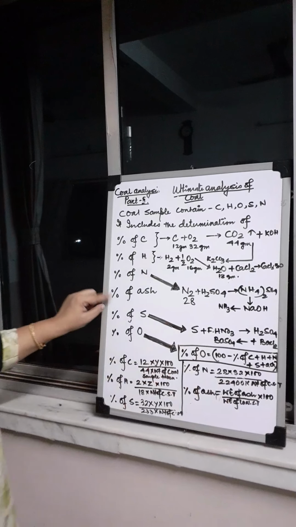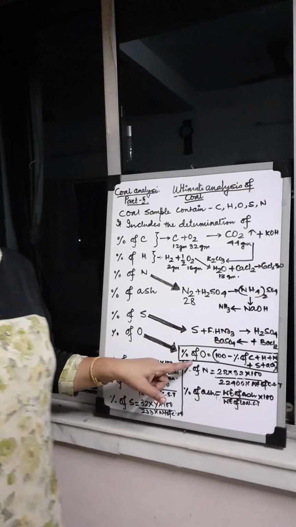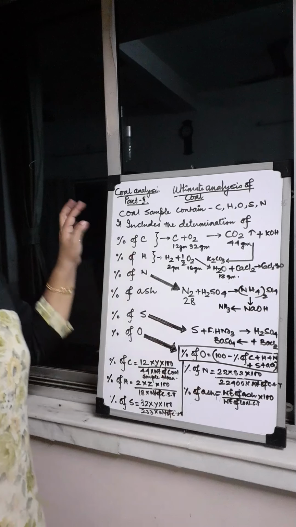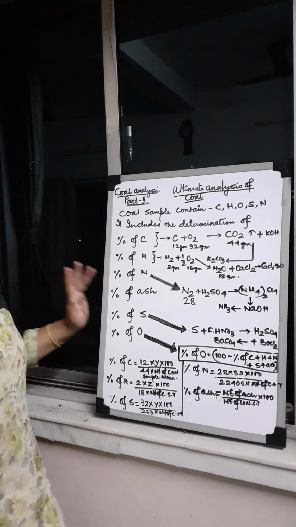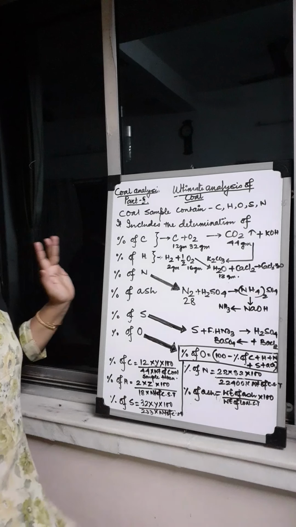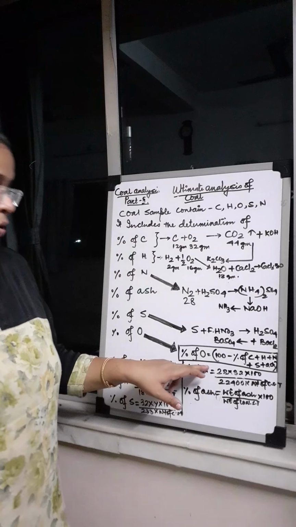Next, percentage of oxygen. Percentage of oxygen is equal to 100 minus the sum of percentage of carbon, percentage of hydrogen, percentage of nitrogen, percentage of sulfur, and percentage of ash. Then we get the percentage of oxygen.